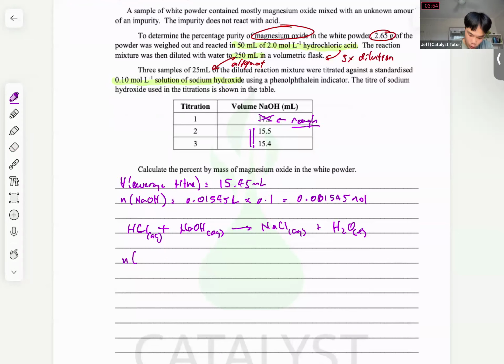And so you therefore know that the moles of HCl in the 25 ml aliquot is equal to the same thing, 0.001545 moles, since you have a 1-to-1 ratio. Any questions up to here?